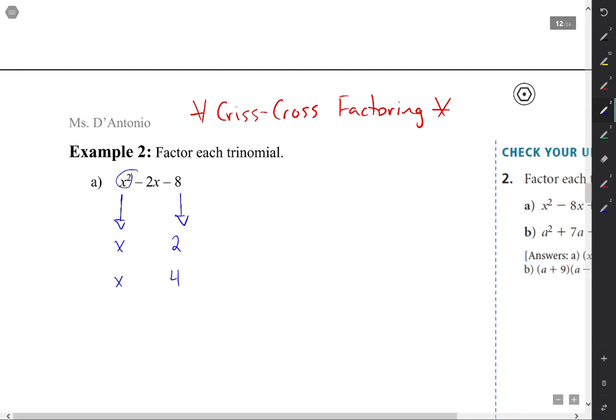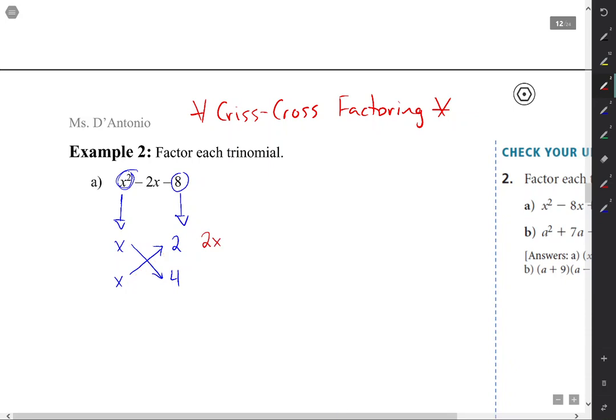So we have x times x is equal to x squared, and we have 2 times 4 is equal to 8. Now we're going to do the crisscrossing. So I'm going to put a little arrow here and a little arrow here. Now when we crisscross, we are going to multiply along the crisscross. So what I mean by that is we are going to start here and we're going to do x times 2. What does that give us? That gives us 2x. I'm just going to erase this little arrow here.